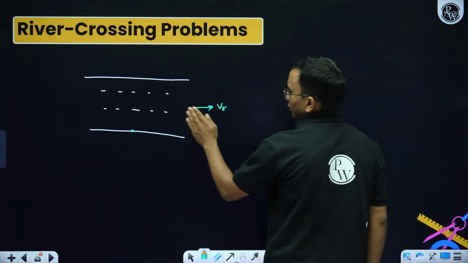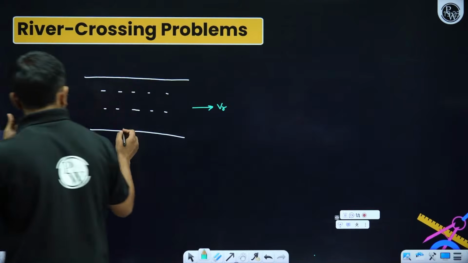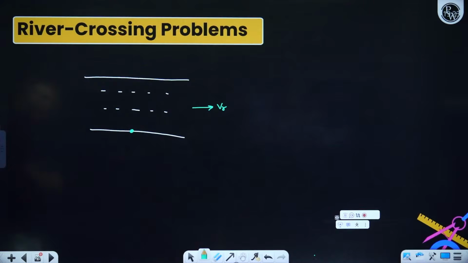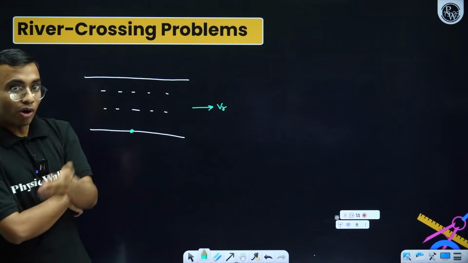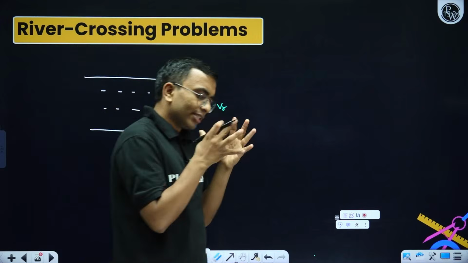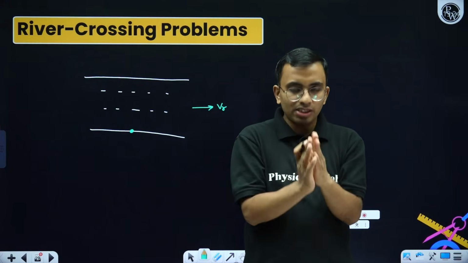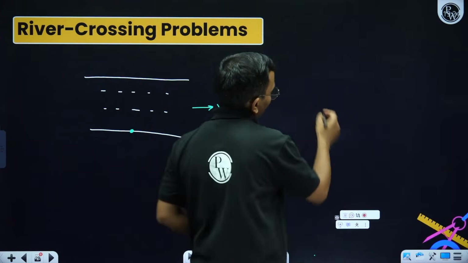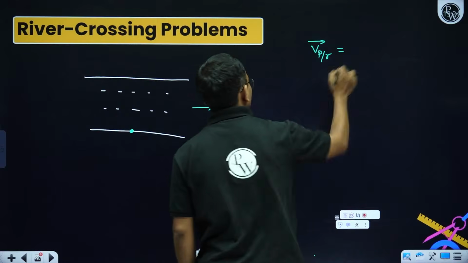So here the river is flowing towards the right with some velocity V river. A person is standing here at this point. Now this person wants to cross the river. You know with what velocity the person can swim. That velocity is in still water. If the water is at rest, the person can swim with this velocity. It means that velocity is with respect to the river. Velocity of person with respect to river will be known to us.